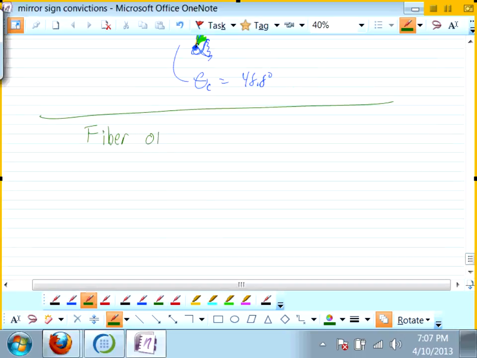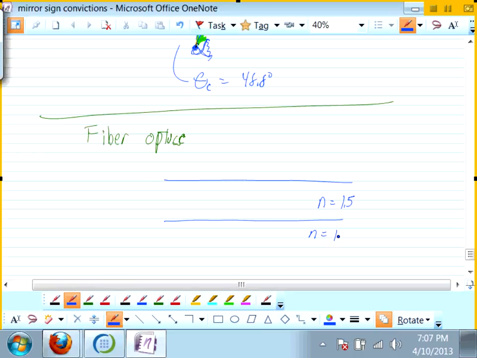Fiber optics. How to get Netflix, right. Great uses for fiber optics here. We have n, let's just take it at 1.5, and here n is equal to 1. Our fiber optic in air. Actually, fiber optics typically have a cable coating them to help with this process, but we won't go into that one. We're going to have a simple fiber optic.